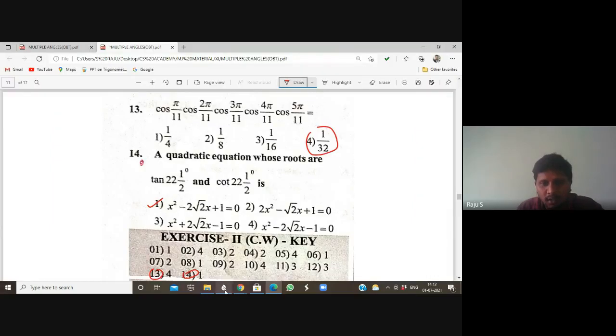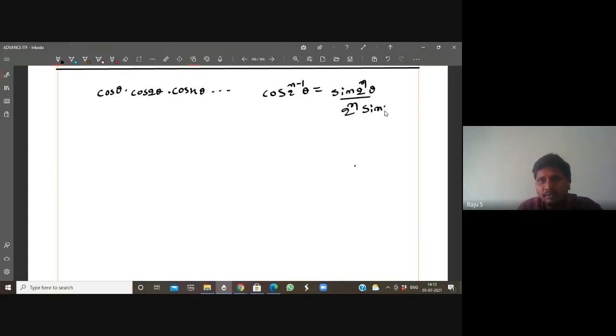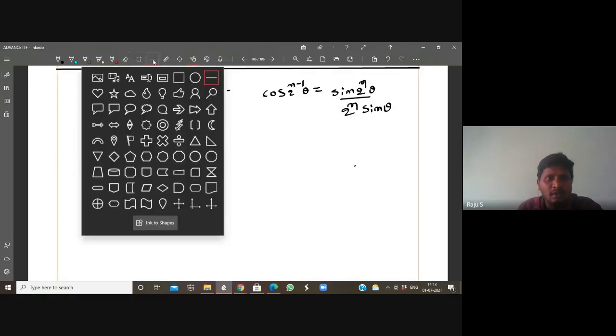In the 13th question, I think I have given one formula. What is that formula? Cos theta, cos 2 theta, cos 4 theta, and so on, up to cos 2 power n minus 1 theta is equal to what? Yes, students, we have already seen this formula. This is equal to sine 2 power n theta divided by 2 power n sine theta.